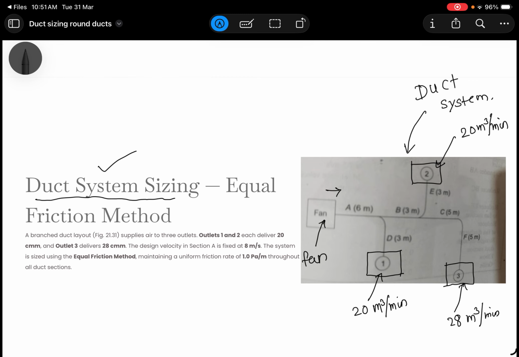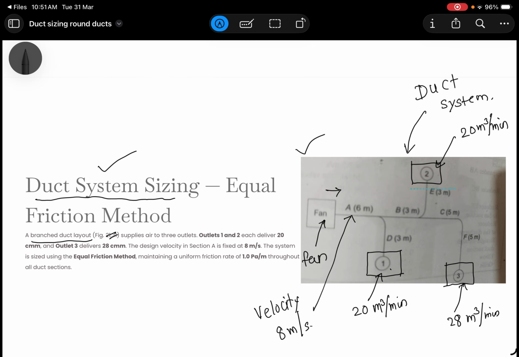So this is given in the problem: this is a branch duct system. This is the figure which I am talking about, and there are 3 outlets, 1, 2, and 3. Also it is given that for maintaining a particular noise level, the design velocity through the main duct is to be maintained at 8 meter per second.